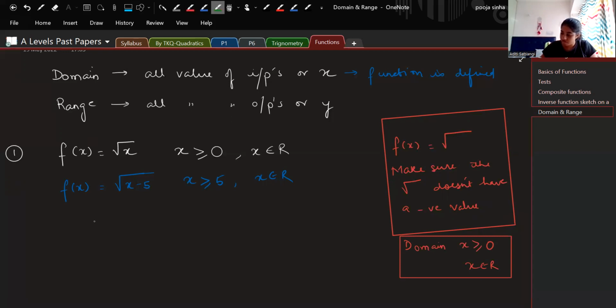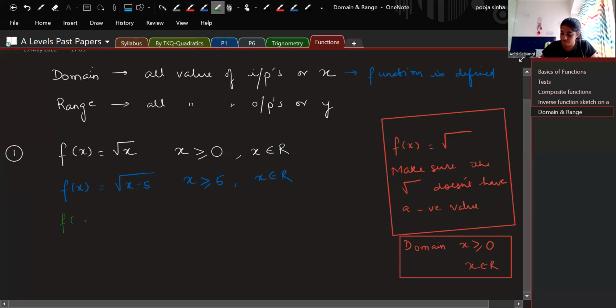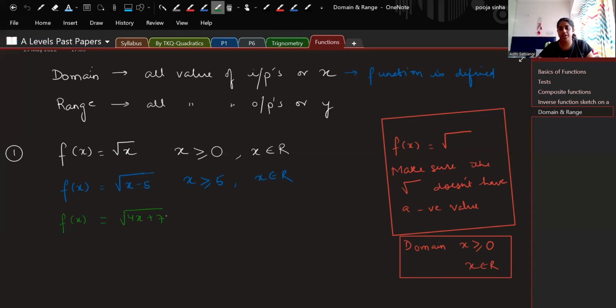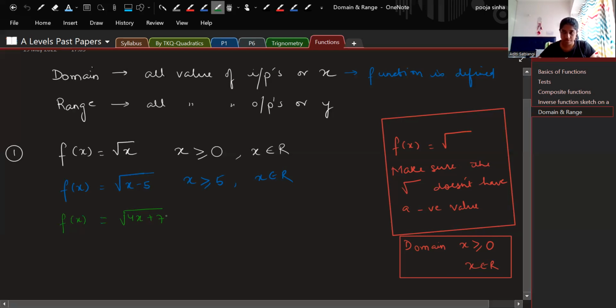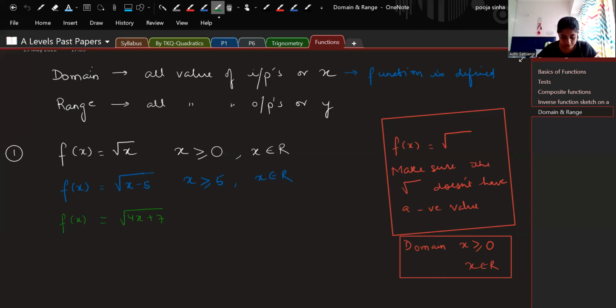One more question for you. f of x is equal to under root of 4x plus 7. I need to define the conditions for this. How will you say how it is defined? Yeah, just give me a moment on that.